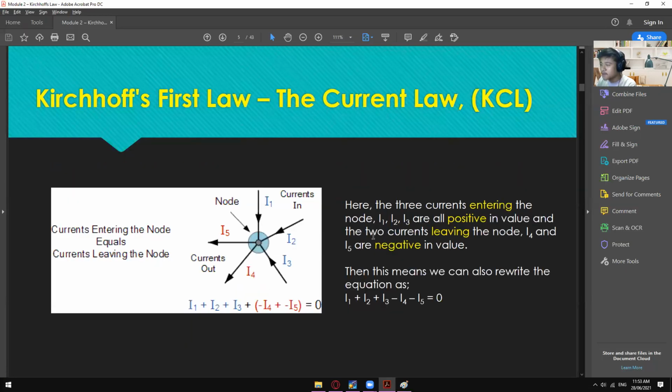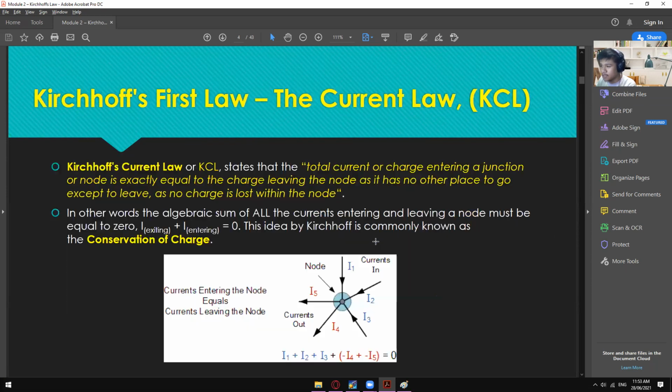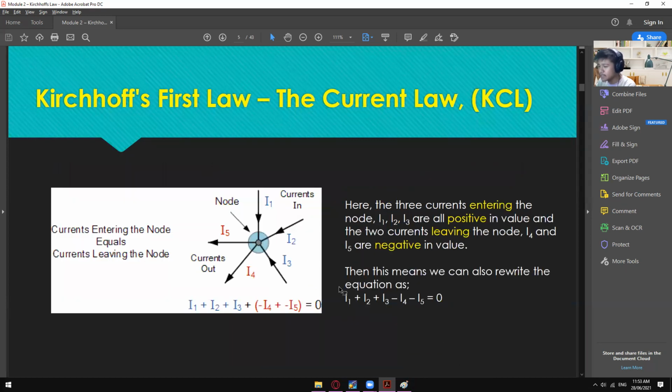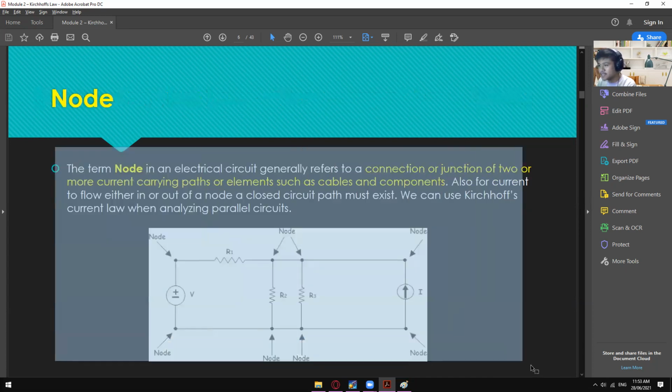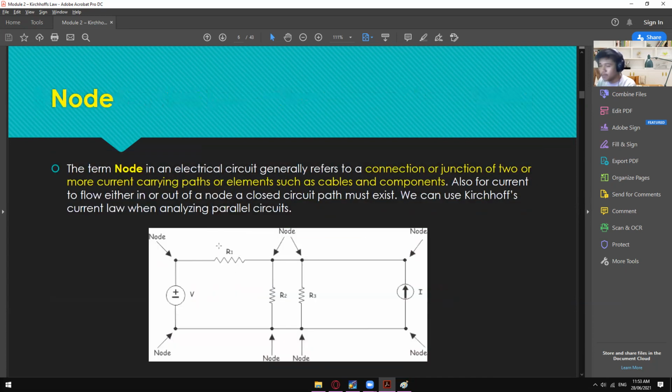All right, so more explanations when it comes to the KCL. Here's the initial equation wherein we have a positive sign, but of course you have to negate those leaving currents. And here's now the simplified version of that one: positive, positive, positive, and then two negatives. And here's the definition of a node. A node is basically a junction. So this is a node, node, node, node, and so on and so forth.